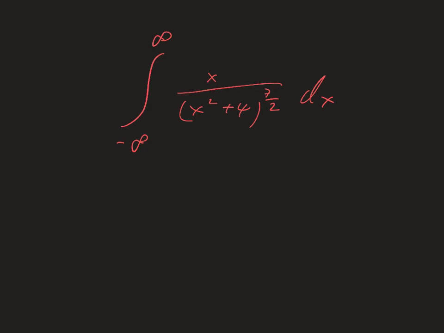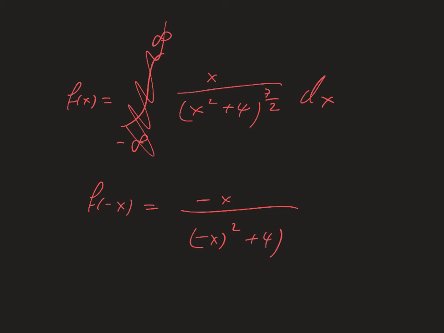So we can just plug in a negative x, of course, if this is our function. And we can see what it would spit out. So the function, of course, in this case, without the integral. So let's plug in minus x over (minus x) squared plus 4 to the power of 3 halves.